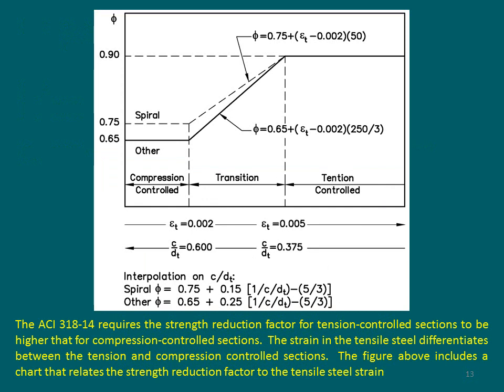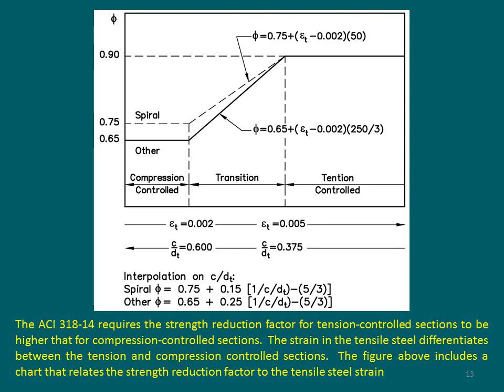This slide here is going to be for the phi factor, the stress reduction factor. On the x-axis, you may have either epsilon sub t, which is the strain in the tensile steel, or you can have c, neutral axis depth, divided by d sub t. D sub t here is going to be the depth to the tensile reinforcing bars, which is the standard d that we use in our analysis.